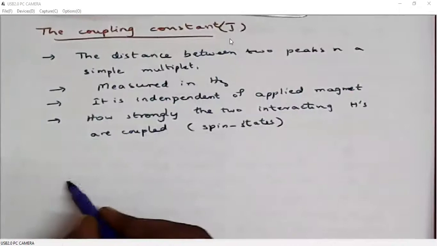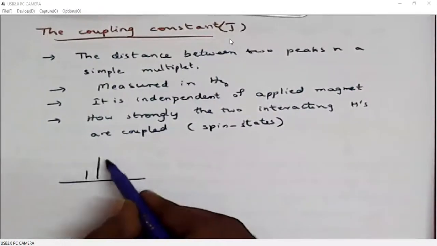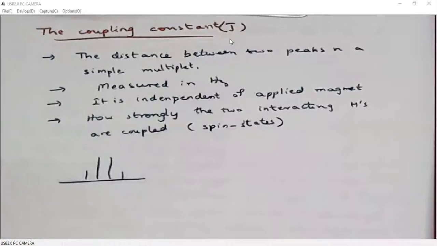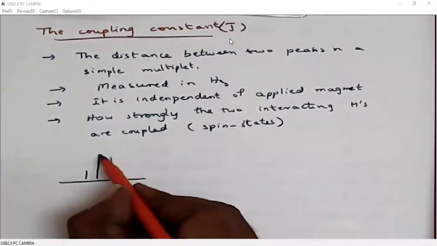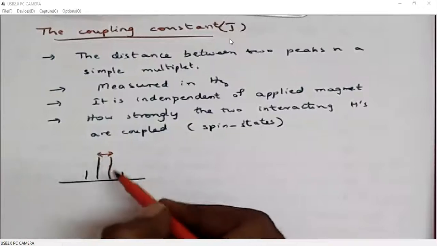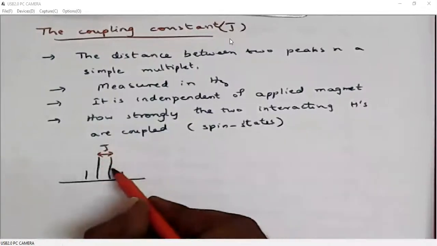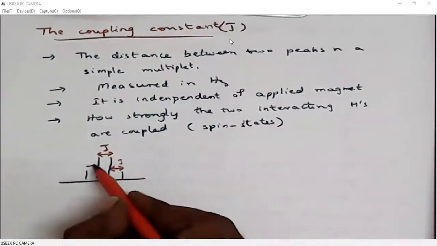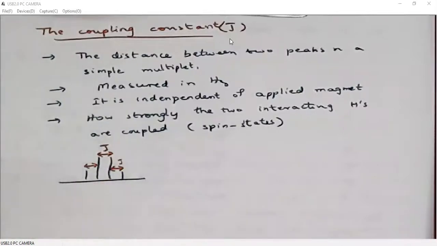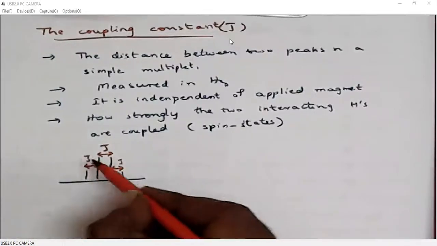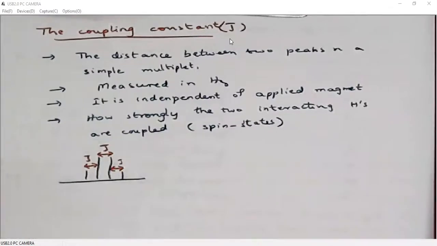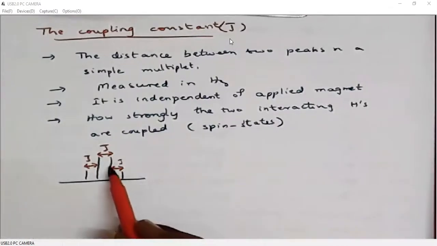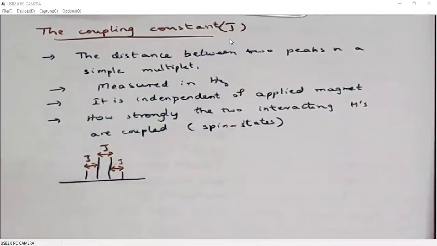For example, we will take a simple multiplet, a quartet. In this case, how do we measure coupling constant? The J value is nothing but the frequency difference between these two peaks. So it is the coupling constant value. How do we measure it? It is just the difference between the two peaks, any two successive peaks.